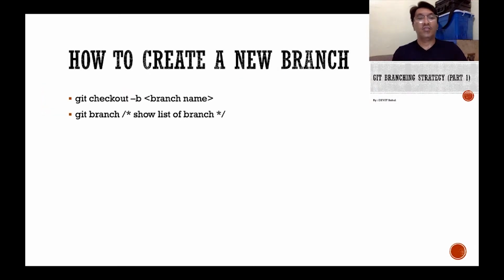So how to create a new branch? This is the syntax: git checkout -b and then the branch name, and then git branch will show the list of the branches. Okay, let's try this.